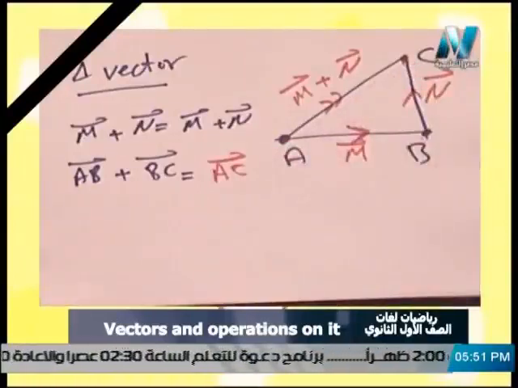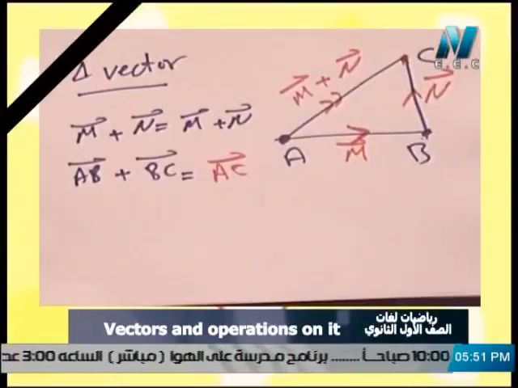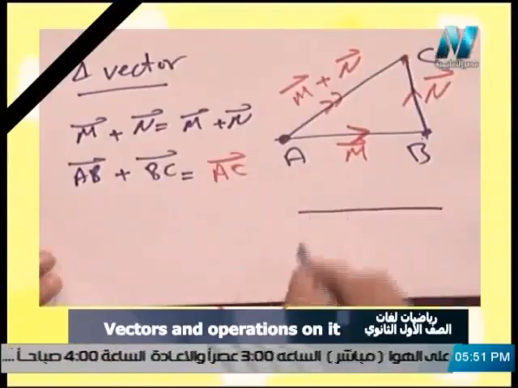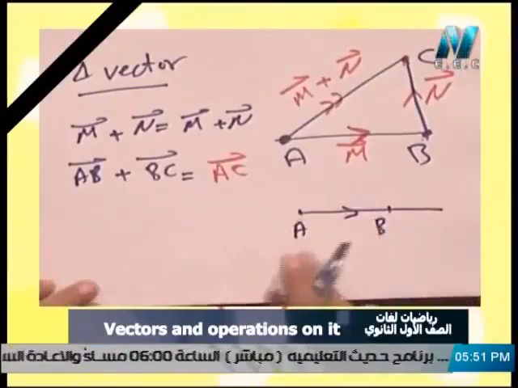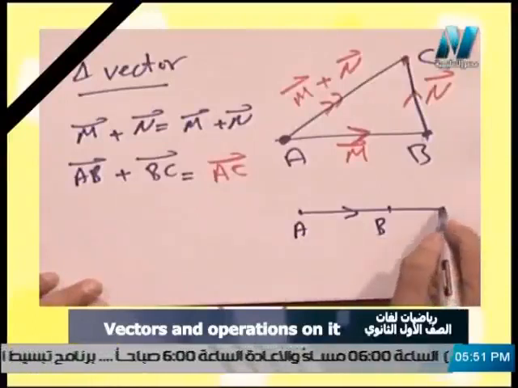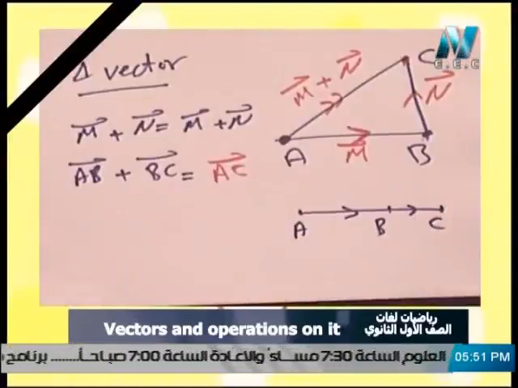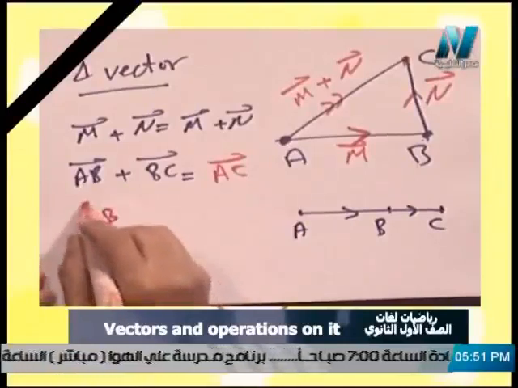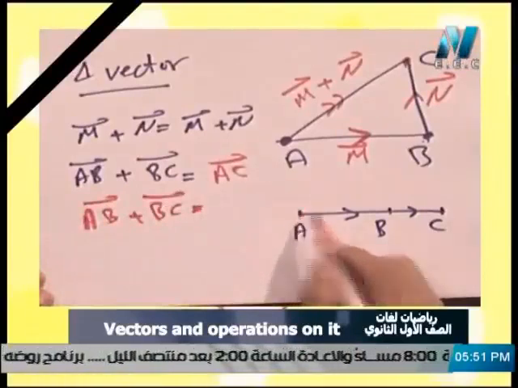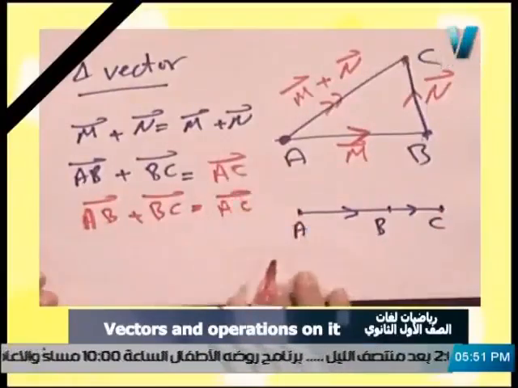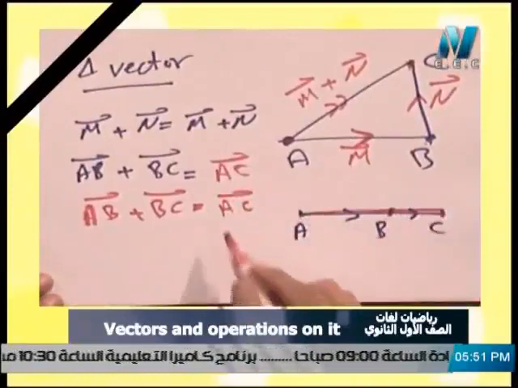So we have here some different figures. If we have a line segment here, and we have vector AB in this direction from A to B, and we have another vector in this direction, BC. If you want to add them, then AB plus BC equals what? Of course, equals the vector AC. Okay, the vector AB plus the vector BC equals the vector AC.